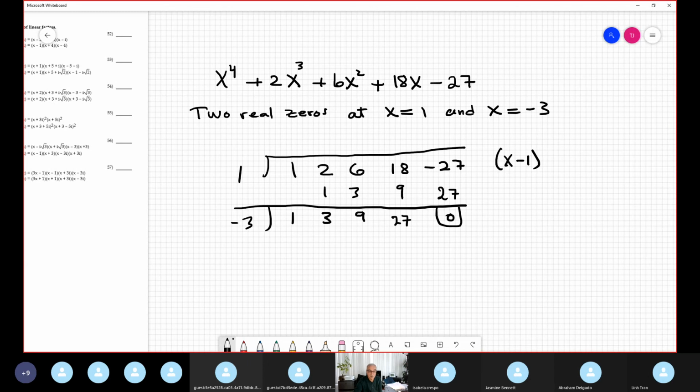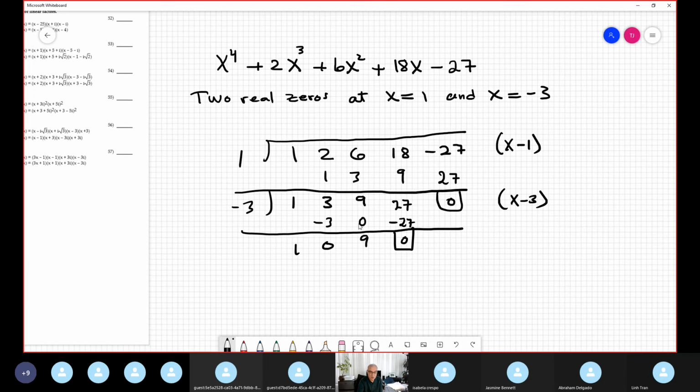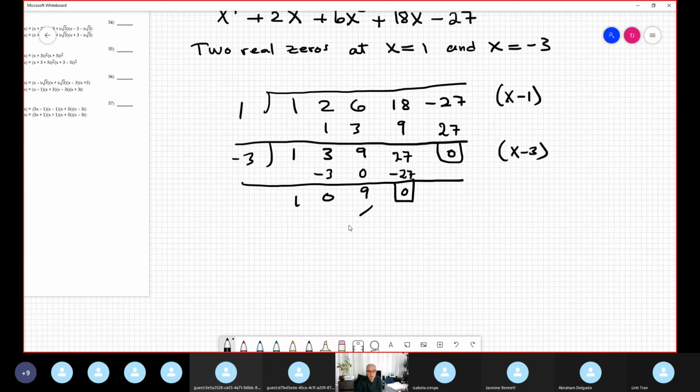Now negative 3. Okay, negative 3: bring down 1, negative 3, 0. This is 0, this is 9, this is negative 27. Wow, fantastic. The second real factor is x plus 3. Well, I knew, however I prove it now. I am more comfortable. And the rest is a piece of cake. The rest is an irreducible quadratic over the complex numbers, x to the 0, x to the 1, and x to the 2nd. Wow, but this is easy.